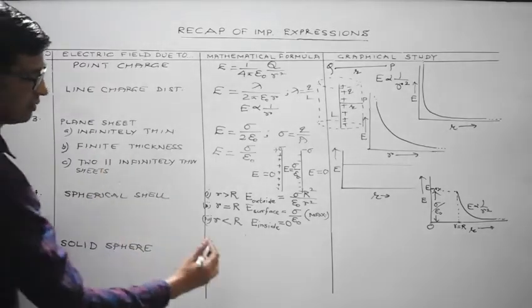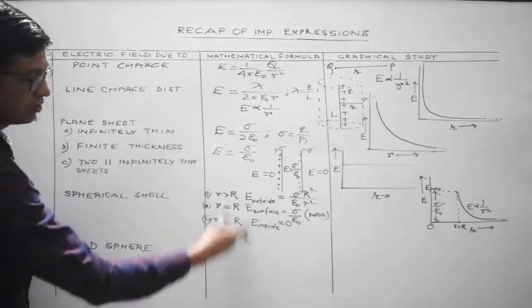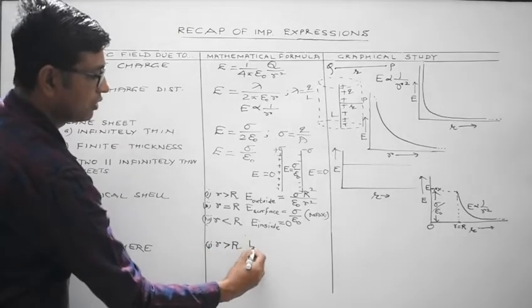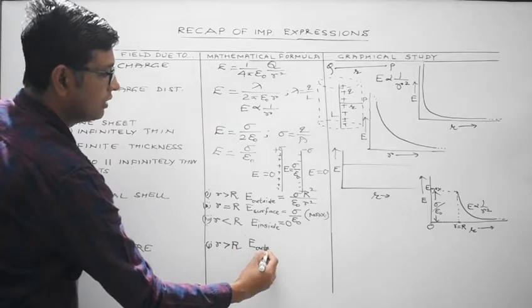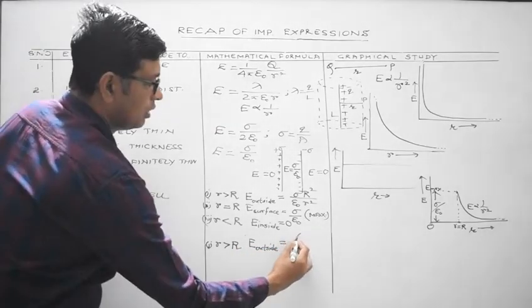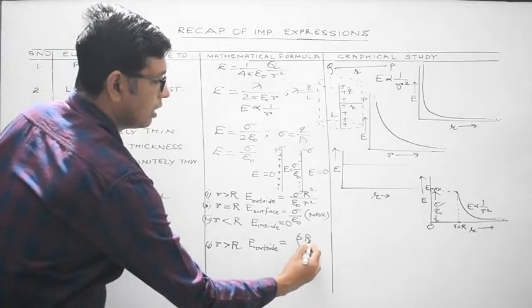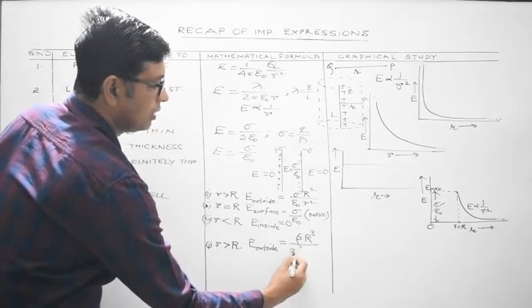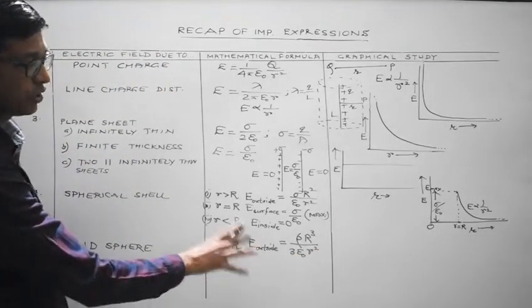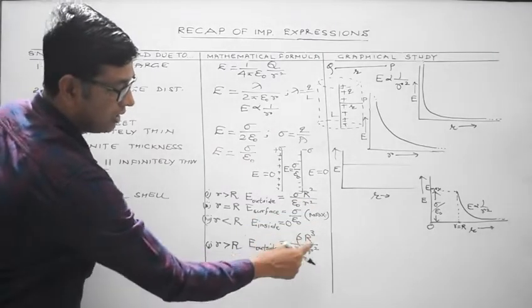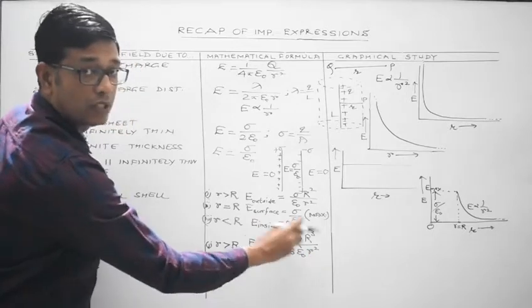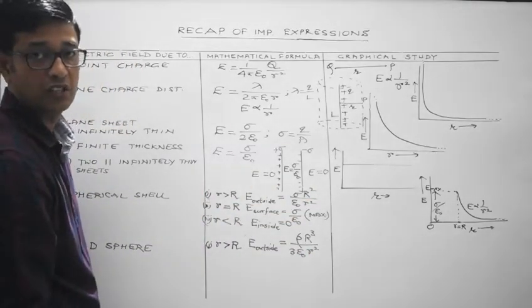In this case, again, there are three sub-cases. When the observation point lies outside the uniformly charged solid sphere, then the electric field outside is given by rho R cube divided by 3 epsilon r square. Right? This is the expression which we have obtained. You can see outside again this is constant, so it is inversely proportional to square of the distance of the observation point from the center of the uniformly charged solid sphere.